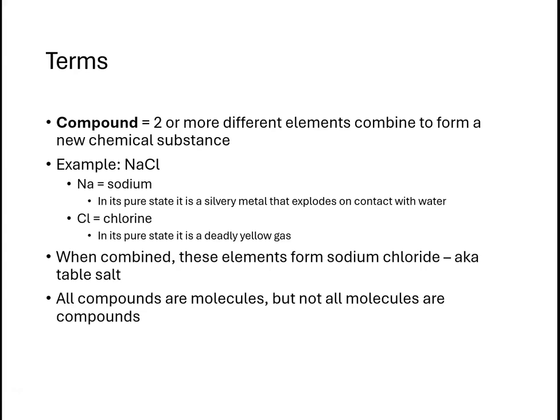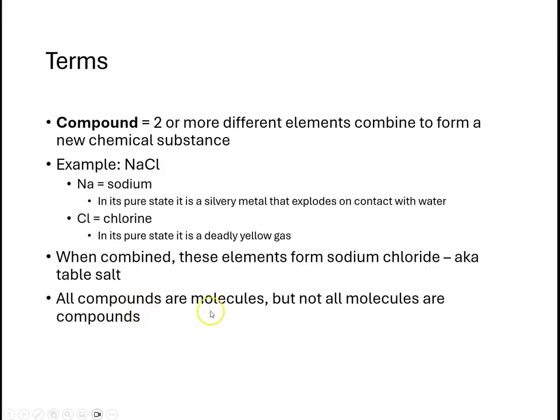But when we combine these two elements together and form sodium chloride, this is table salt, which we actually need. We need the ion forms of both sodium and chloride in our body for it to function properly. And we'll talk more about ions later in lectures this week. But this just goes to show that just because something is toxic in its natural state does not mean it is always toxic when it's bonded to other types of elements. And we see this a lot in the biological world.